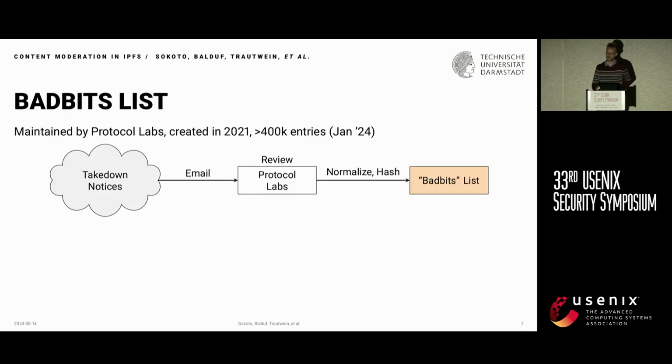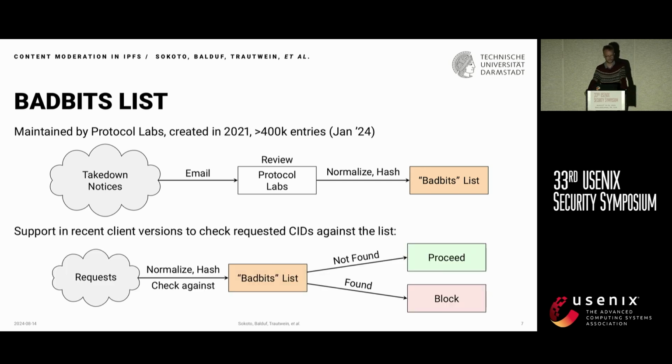All right, so the developers of IPFS saw this, and as a solution, they created this so-called bad bits list in 2021. By now, it contains about 400,000 entries, and it is based on email reports sent to Protocol Labs. So someone sends a takedown notice, they review it, and if it's found to be legit, they take the CIDs from the email, they normalize them because there are different encodings, and they hash them, put them on the list, and that's it. The list is public, you can download it, and in recent versions of the software, there's support to check against the list. So for any request coming in, the CID is taken, normalized, hashed, checked against the list, and if it's on the list, then the request is denied.